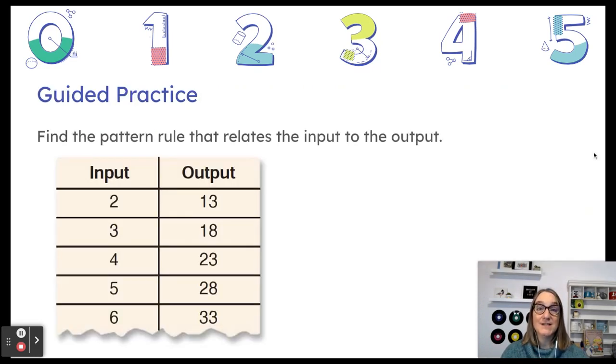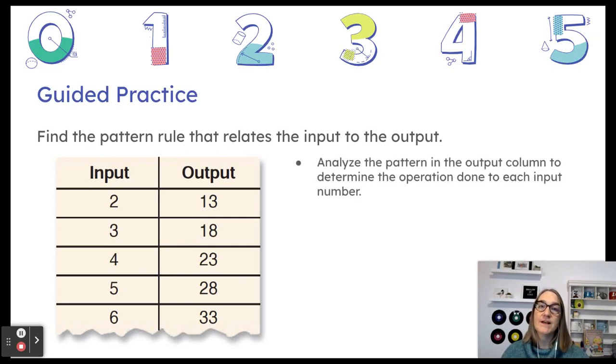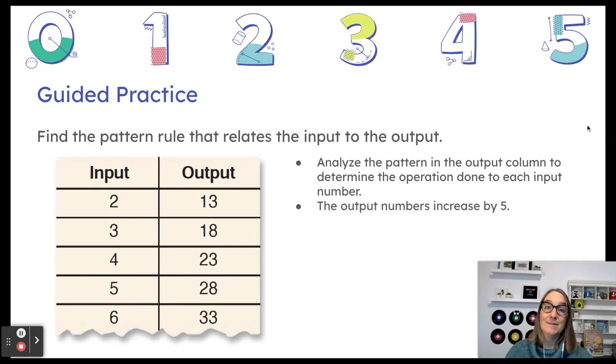Let's give it a try together. Here's an input-output table. Our first step is to analyze the pattern in the output column to find out what operations we have to do to each input number to get the corresponding output numbers. Now, take a look at that pattern in that output column and see if you can find a pattern rule there. The output numbers go up by 5, and that's a clue that the input numbers are multiplied by 5. So at least one operation, probably the first one, is likely to be multiply the input number by 5.